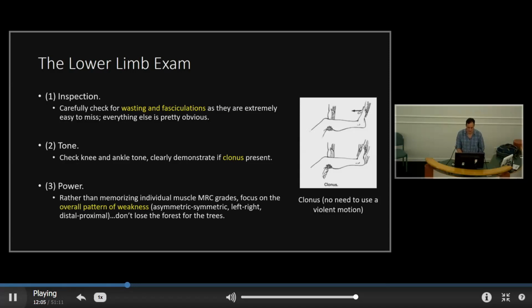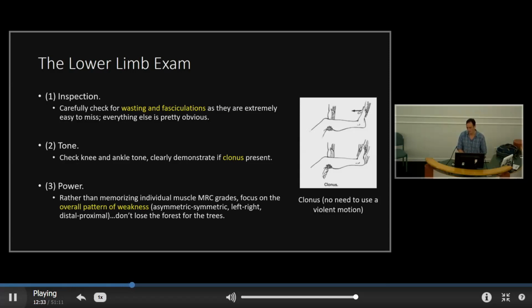Third step, I like to do power. Where people go wrong with this one is they try to do too much trees, not enough forest. So they try to remember all the different Medical Research Council grades, 4, 3, and even worse, they use the pluses and minuses, 3 plus, 4 minus, 5 minus. It makes it really hard to remember everything that you did, particularly if you're being examined and you're a bit nervous. So rather than do that, focus on the overall pattern of weakness.